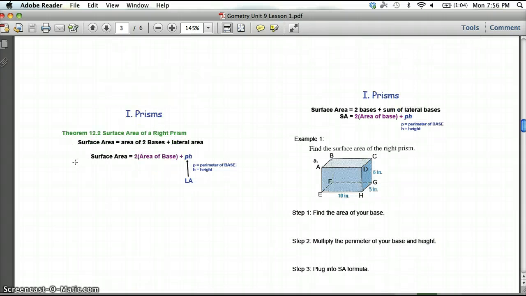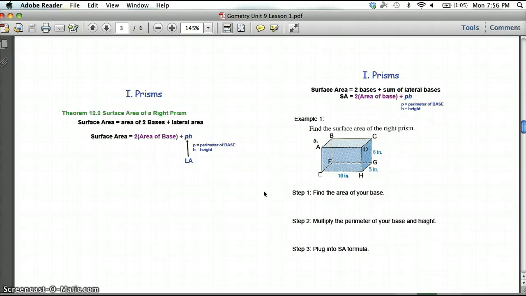Okay. So what is the formula for a prism? The formula for the surface area of a prism is the area of our two bases, so 2 times the area of our base, plus our perimeter times our height. Now the perimeter is the perimeter of our base, and then our height is the height of the entire figure. So not the height of the base, but the height of the entire figure. So let's go ahead and look at some examples.